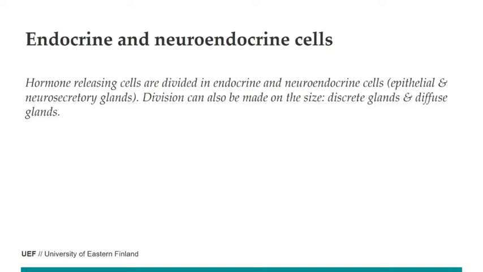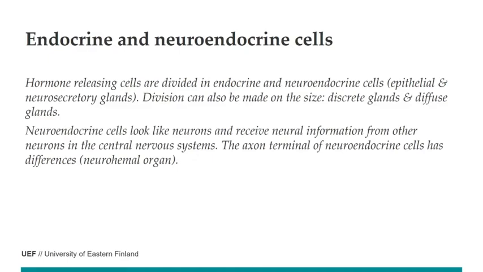So they can be discrete glands, something visible, where there are plenty of endocrine cells that are regulated at the same time. So there's a lot of hormone released at the same time. But there can also be diffuse glands. So there can be even an individual endocrine or neuroendocrine cell that is releasing some hormone.